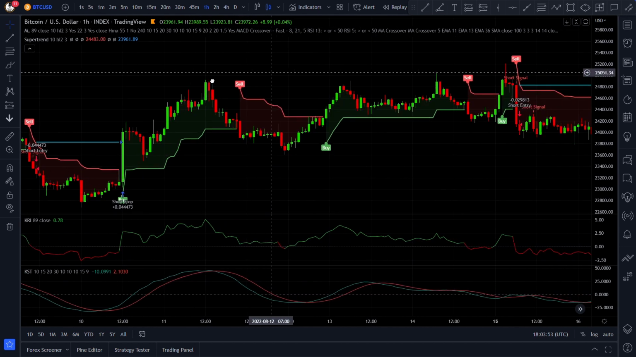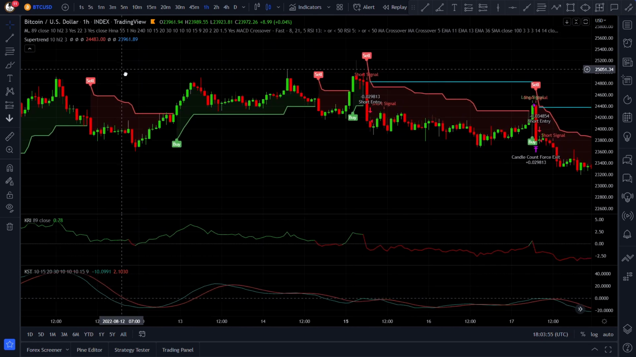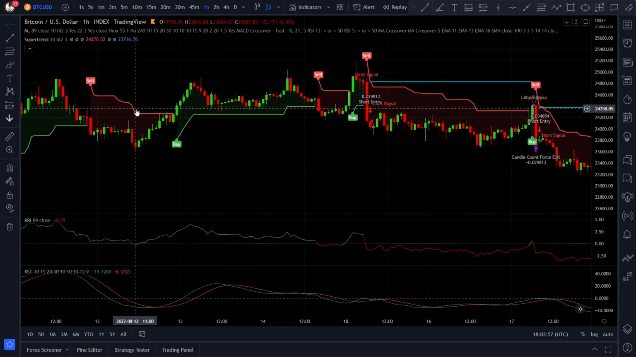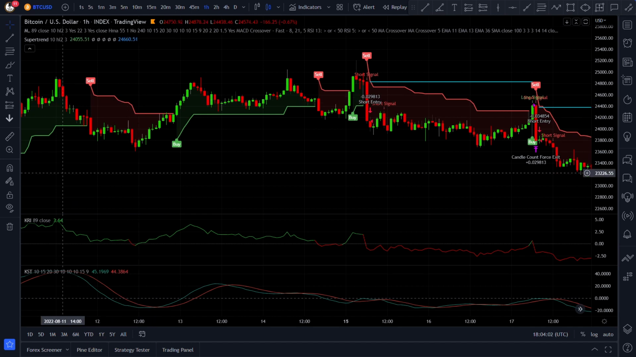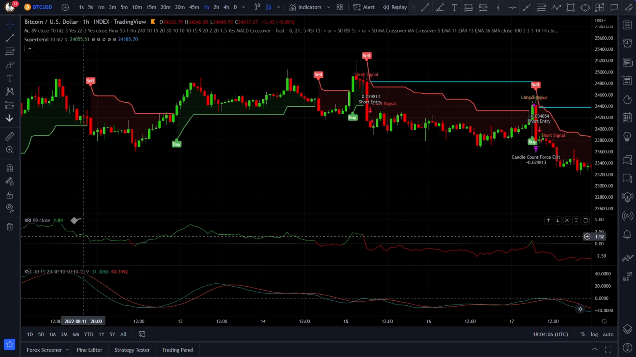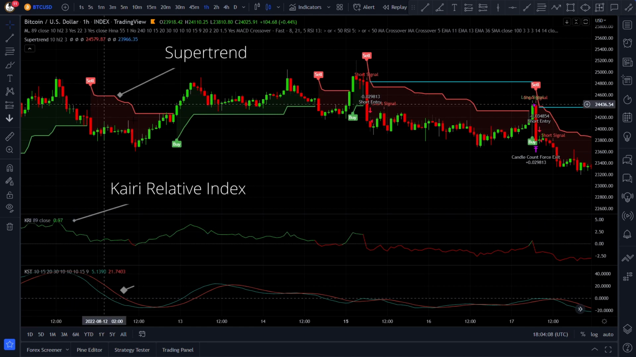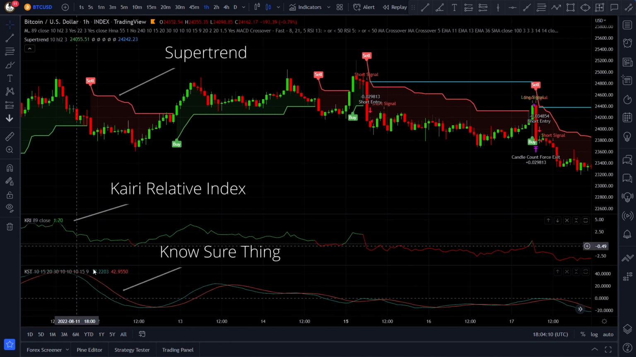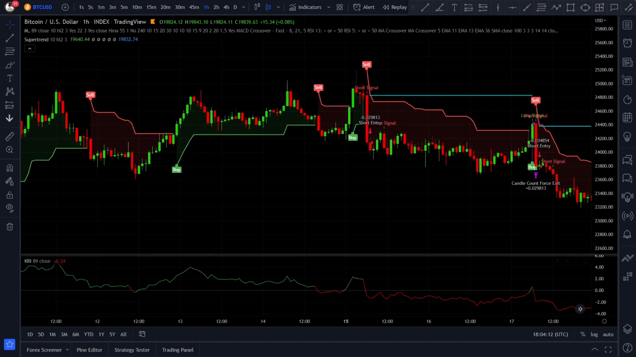As you might know, using only one entry signal indicator for a strategy can give you a lot of false and bad signals. That's why with this strategy I used 3 different entry signal indicators to avoid as many fake signals as possible. These indicators are the 89 length Chi relative index, the super trend, and the no sure thing. Let's add these indicators to the chart.